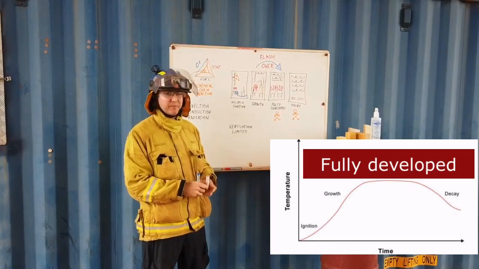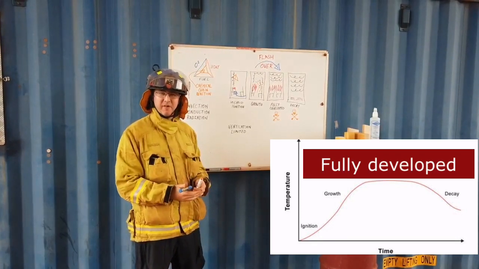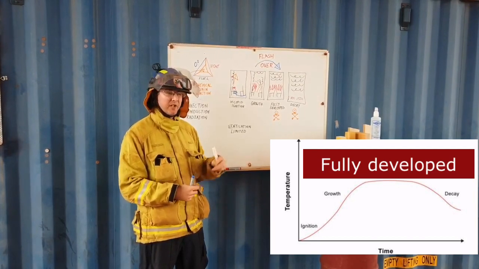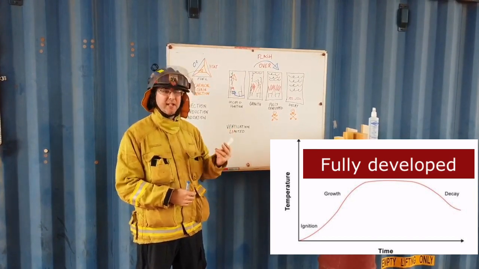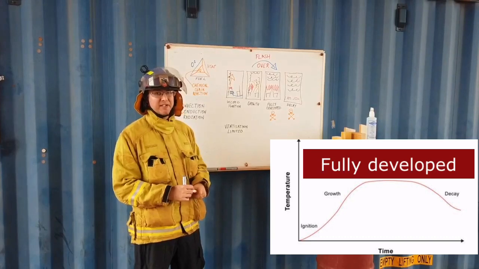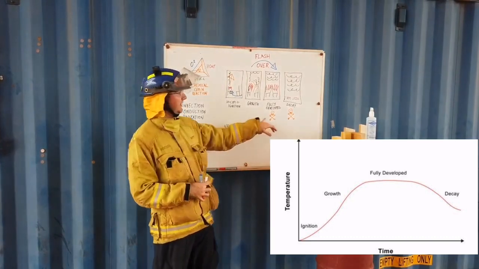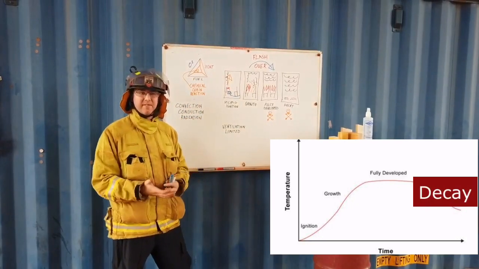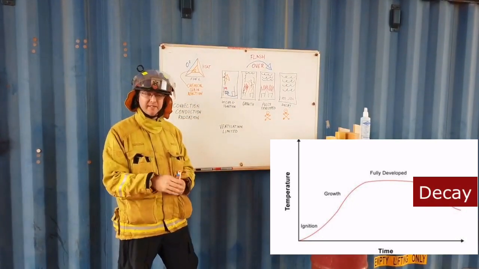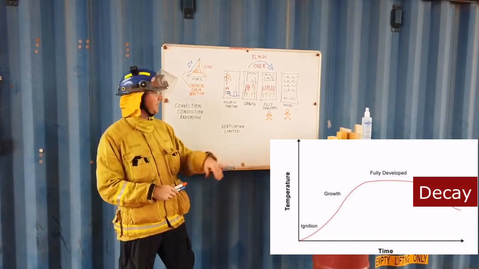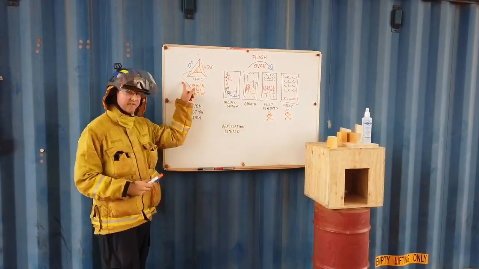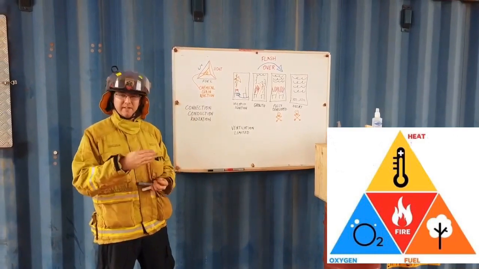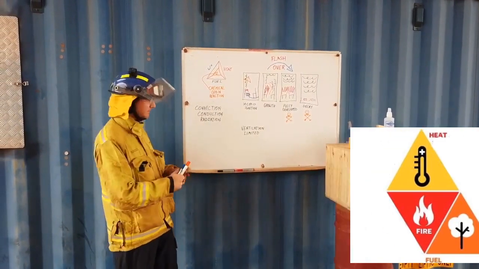And the sort of buzzword we use there is total surface involvement. So that's every single bit of combustible material inside of the room reaching its auto ignition temperature and going into flaming combustion at the same time. The next stage after that is the decay stage. That's where the available oxygen inside of that space has been depleted, and therefore the fire tetrahedron is missing that oxygen element, thus putting our fire out.